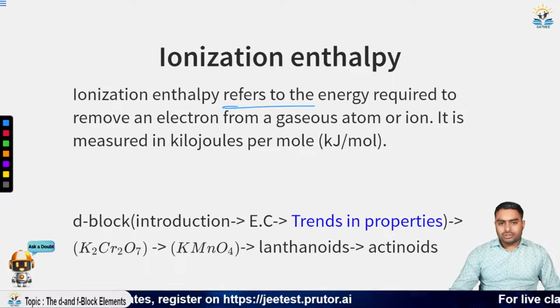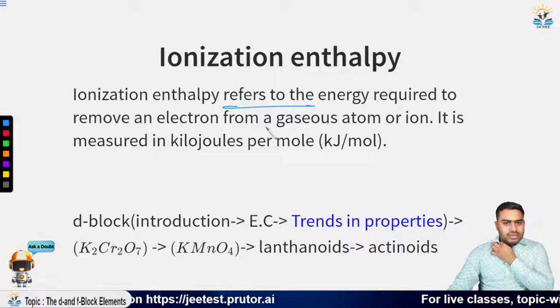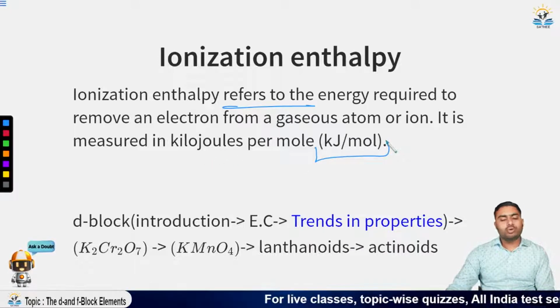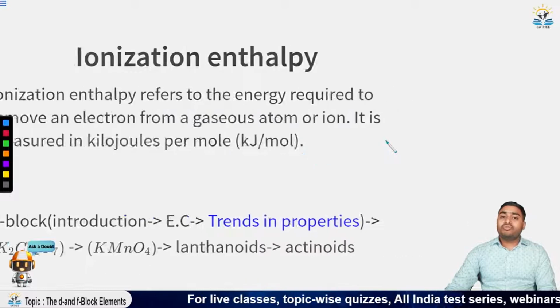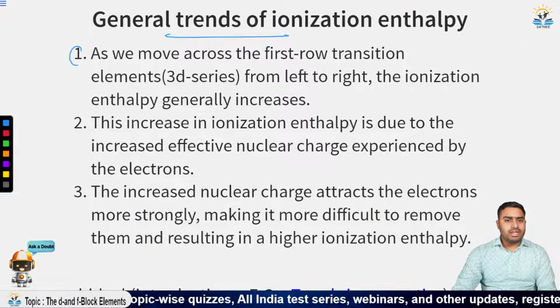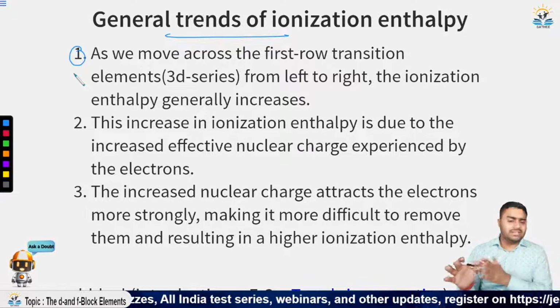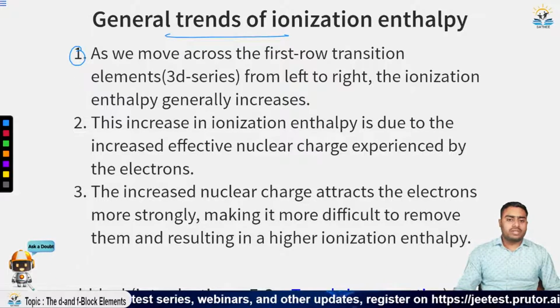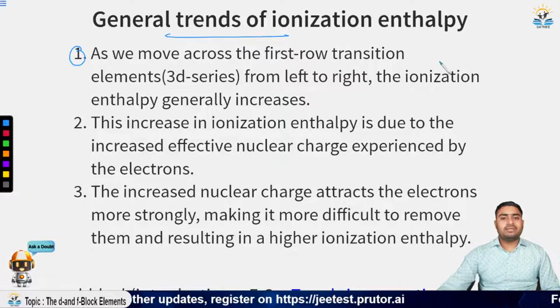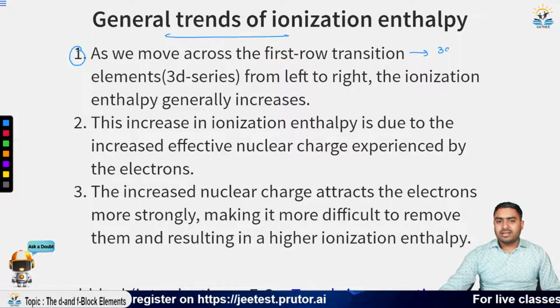So it refers to the energy required to remove an electron from a gaseous atom or ion. It is measured in kilojoules per mole. Let's move to the variations, the general trends of ionization enthalpy. First, if you move across the period, that means left to right, group 3 to group 12, that is the 3d series.